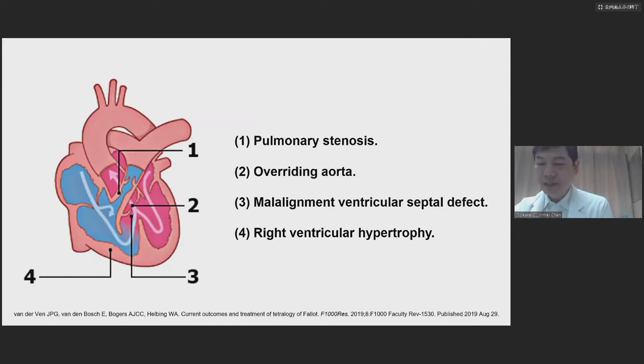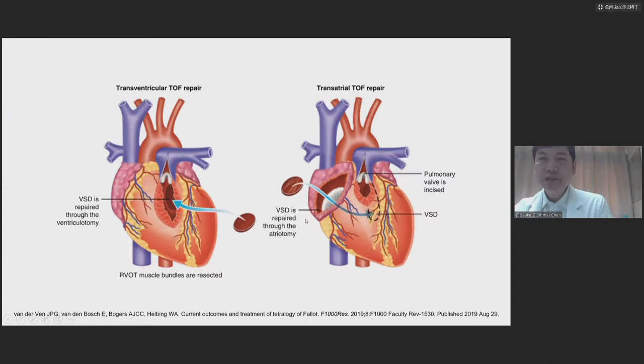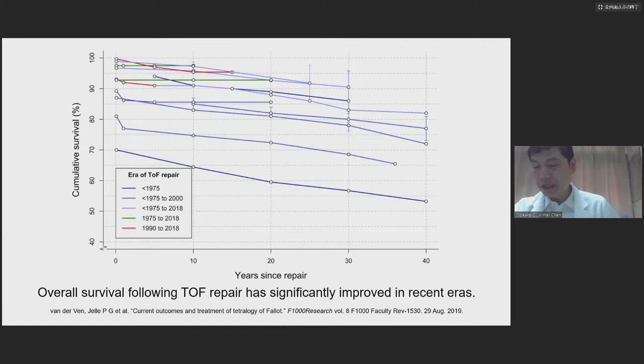Tetralogy of Fallot is the most common cyanotic congenital heart disease, including pulmonary stenosis, overriding aorta, VSD, and right ventricular hypertrophy. Patients with Tetralogy of Fallot typically undergo VSD repair and relief of the right ventricular outflow tract obstruction. Those with severe pulmonary annular hypoplasia and infundibular stenosis will undergo a transannular patch. The overall survival following Tetralogy repair has significantly improved in recent days.